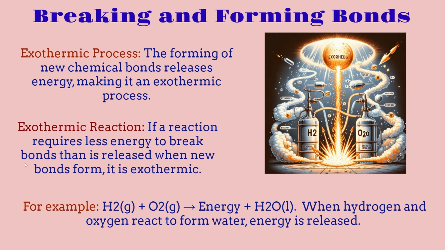And now for the opposite, we're going to talk about the exothermic. For an exothermic process, the formation of new chemical bonds releases energy. So exothermic is the process of forming new chemical bonds. In this case, if a reaction requires less energy to break and more energy is released, then it is exothermic. As we can see on the product side, there is energy plus water, so that means this would be exothermic because there's more energy released than required. So in this case, hydrogen gas plus oxygen gas is equal to energy plus water.